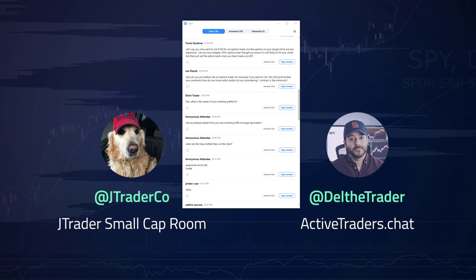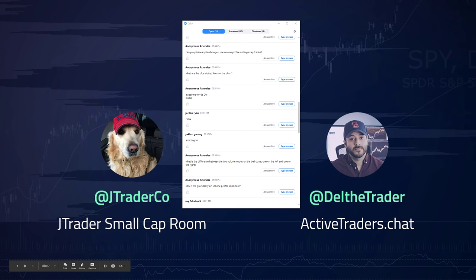Anonymous attendee, can you please explain how you use volume profile on large cap trades? Wow. This is already what we've said. I think, at least for me, Dell, correct me if I'm wrong, it's the same thing that you have on the small caps. Another one, what are the blue dotted lines on the chart? I think it's in your charts, Dell. Oh, those are just price levels that I identified in the past, that's all. They're just horizontal rulers. Okay. What is the difference between the two volume nodes on the bell curve, one on the left and one on the right?